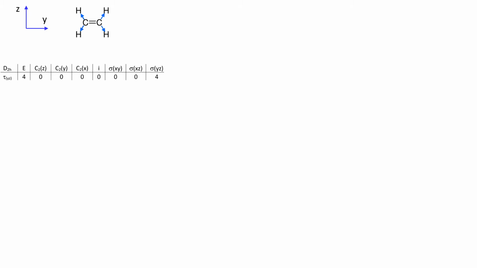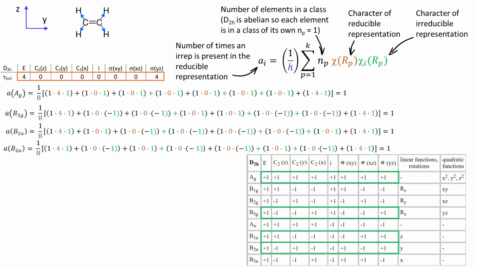Next, we need to break the reducible representation into irreps. We discussed reduction formula in the previous video, it's very easy, but to remind you, you need to multiply the number of elements in the class by character of corresponding reducible representation and the character of irreducible representation that you suspect is present in the reducible representation. You need to do that component-wise, sum it up, and divide by the number of elements in the group. So the reducible representation breaks to AG, B3G, B1U, and B2U.